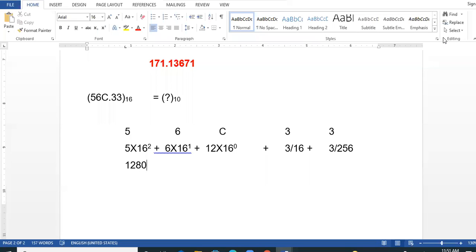Yes, Divanshi. Sir, 1388.19921. Let somebody else also solve it, then we compare the result. This is 96 and this is 12. Then we have 3 divided by 16, it is 0.1875. Plus 3 divided by 256, we have 0.01171. Divanshi, is it clear up till here?